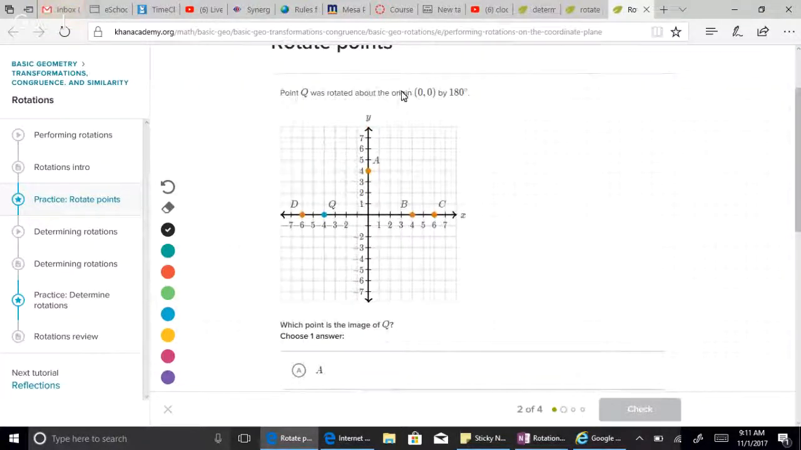Okay, point Q is rotated about the origin 0, 0 by 180 degrees. Well, it started at Q. It's 180 degrees. I know it's going to be a straight line. It's going to be point B. Okay, we can see the origin is here. 180 degrees is a straight line. There's Q.